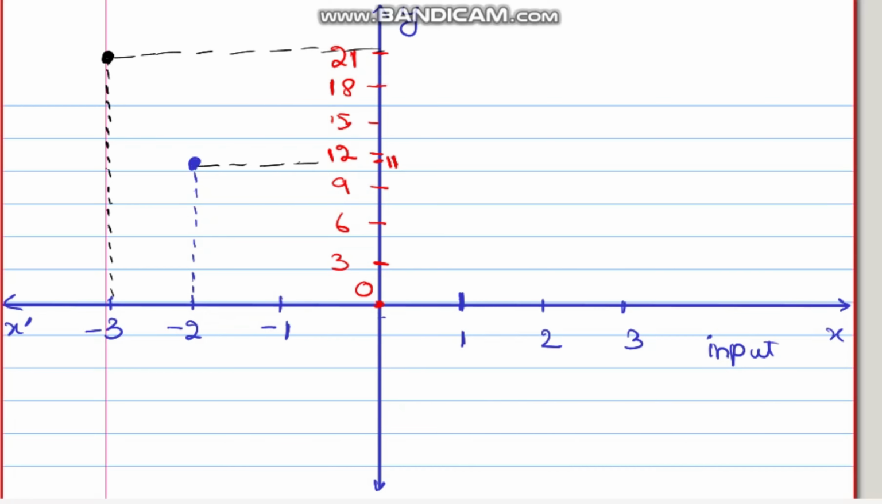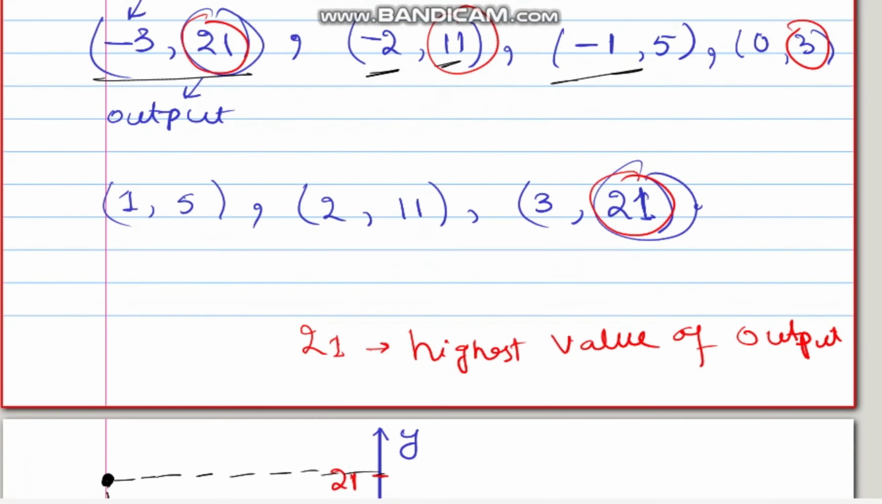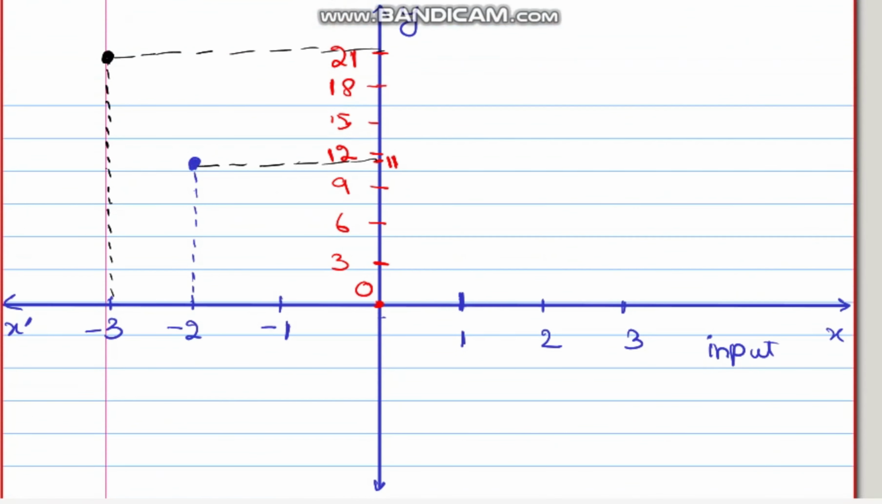This is point number 2. I reach the 11. Okay, this is point number 2. These are very simple processes. Now, what is the third point? It is x is equal to -1 and y is equal to 5.